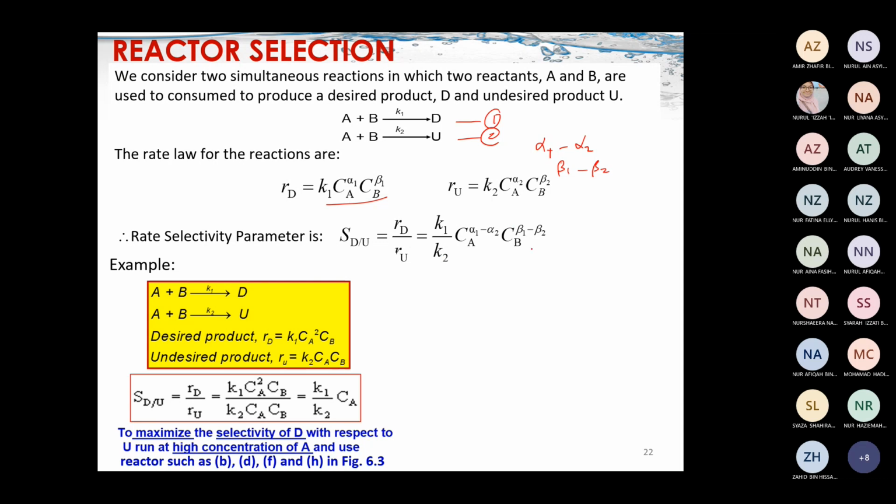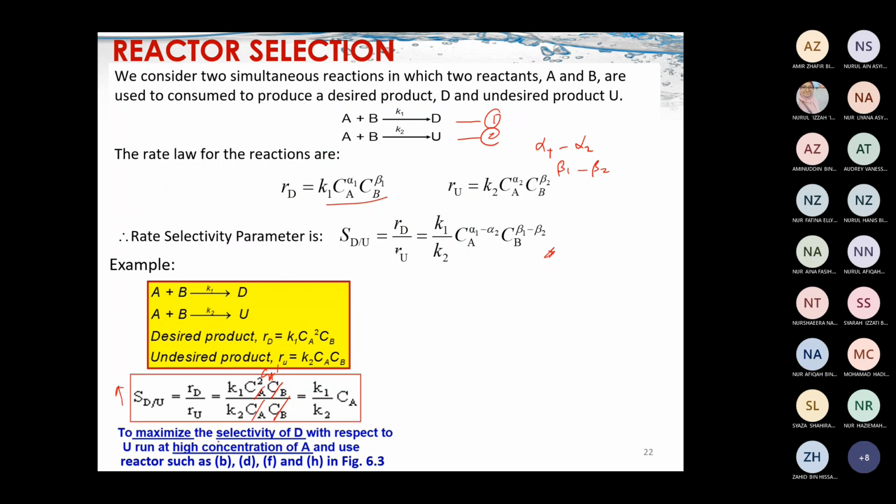So you can simplify this equation to become like this one. So for example, we have K1 CA^2 CB and then RU equals K2 CA CB. So we can cancel this one, it becomes CA^1 and the rest cancels out. So K1 over K2 CA. So to maximize the selectivity of D, we want to maximize it.